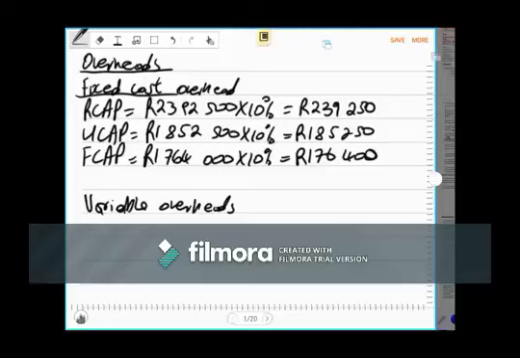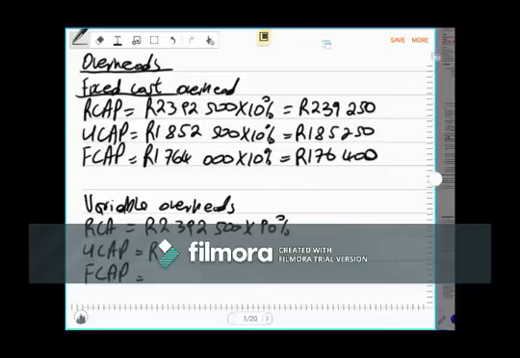Our variable overheads will definitely be 90%. This will be RCAP, UCAP unflavored cappuccino, and flavored cappuccino. And this will give us 90%, which is 2,392,500 times this by 90%. And we have 1,852,500 times it by 90%, because 10% is fixed, then 90% will be variable. 1,764,000 rands, times this by 90%. Now the minute you do these calculations, you must use them even if you calculated them wrong for the purpose of method mark.